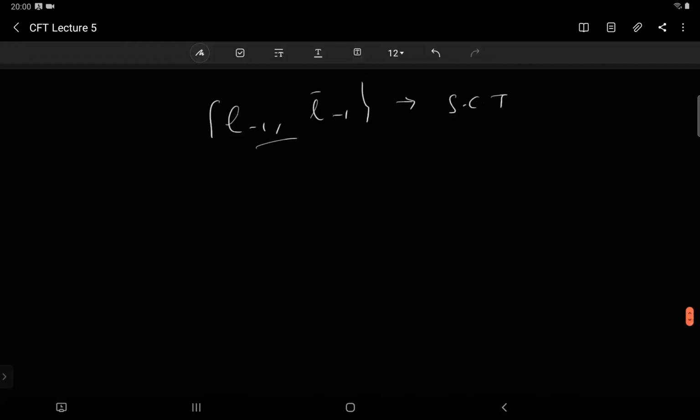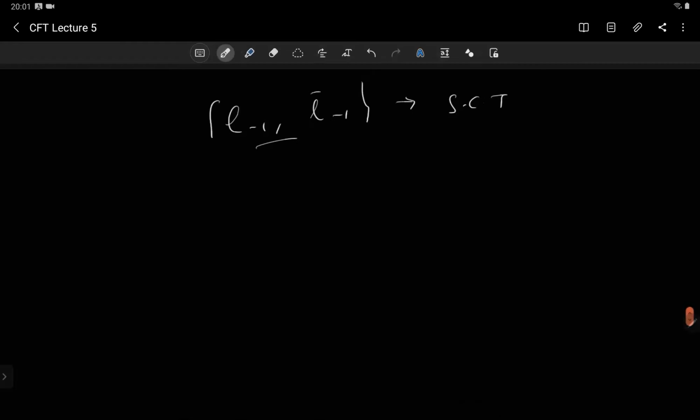Okay, we can show that these are special conformal transformations. So let's look at L minus 1. Now, just for this case, let's try to find what this thing is. So Z prime was given by Z plus epsilon 1 Z square. This is how it was written.